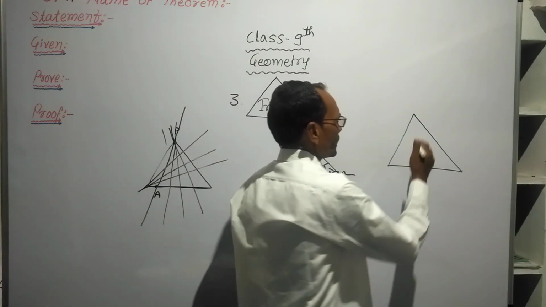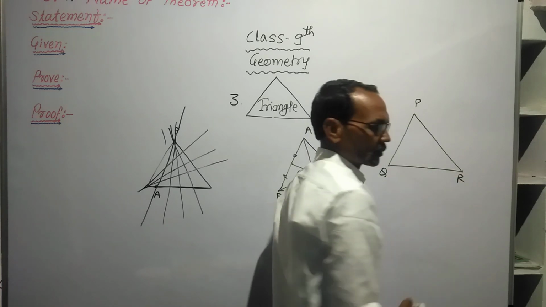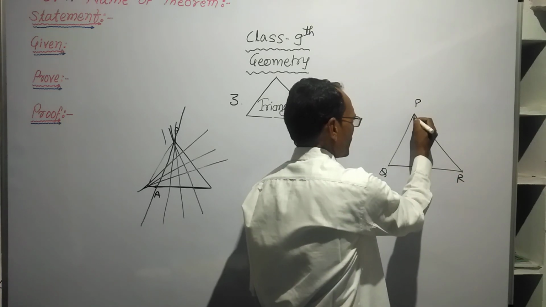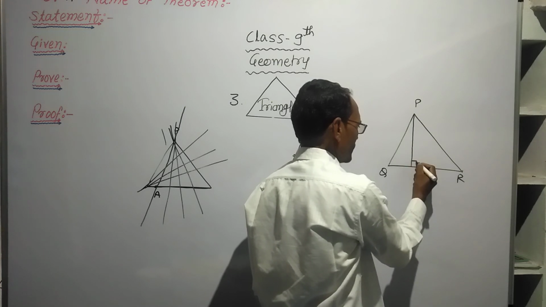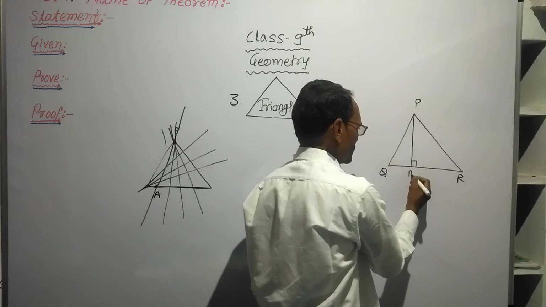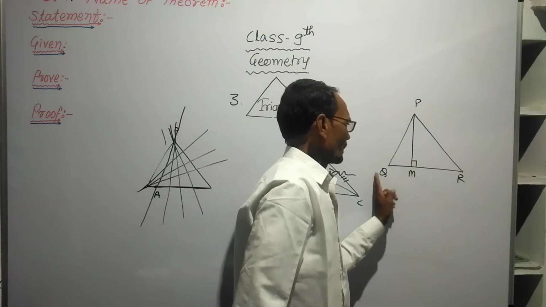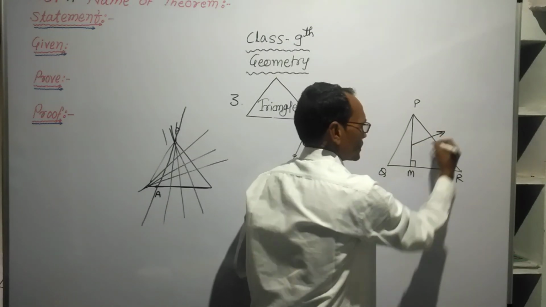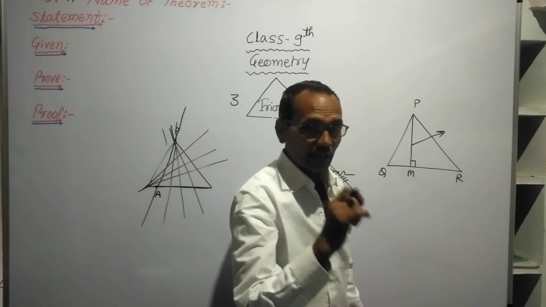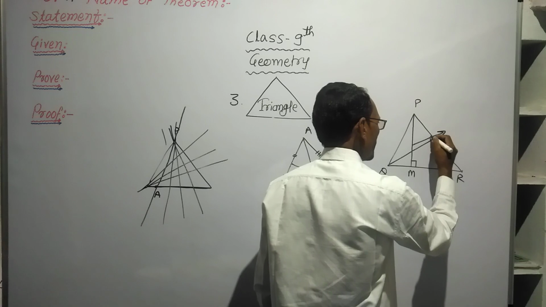Now, this is triangle PQR. We want to draw a cevian like this. From the point P, we want to draw the perpendicular on the side QR. That is PM perpendicular to QR. Such a cevian is known as an altitude of a triangle. A triangle again has three altitudes.